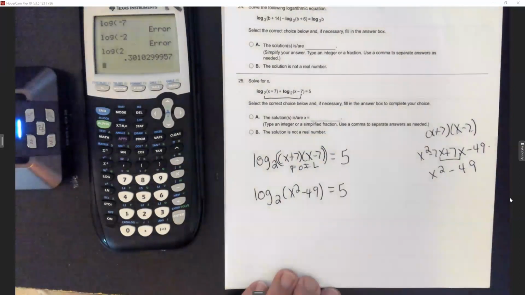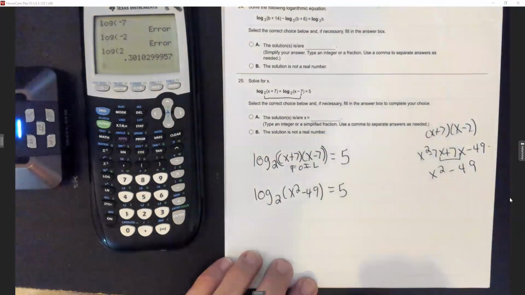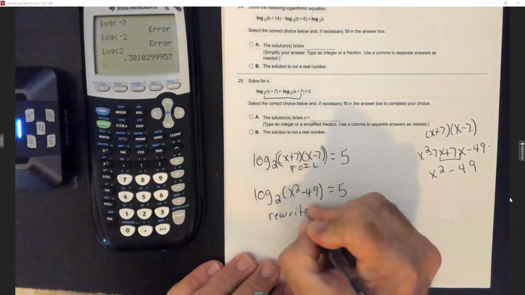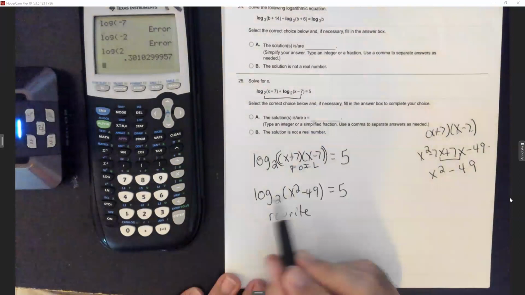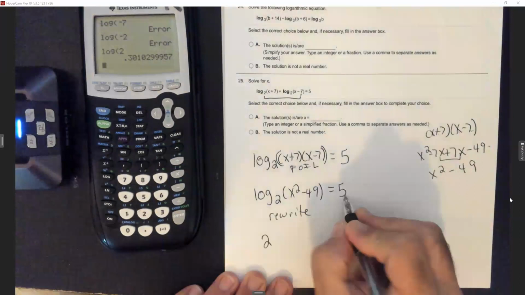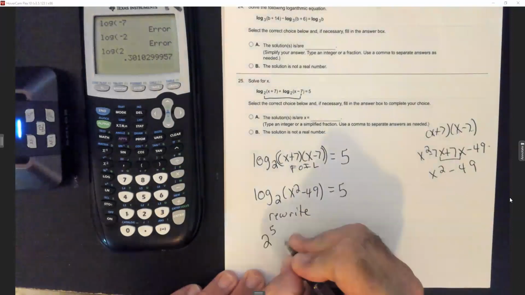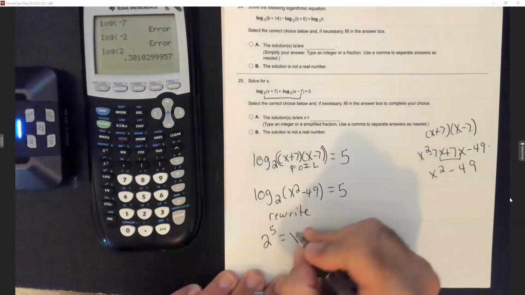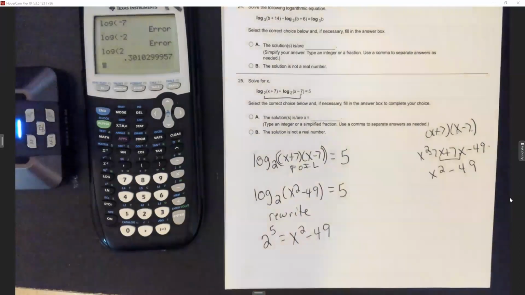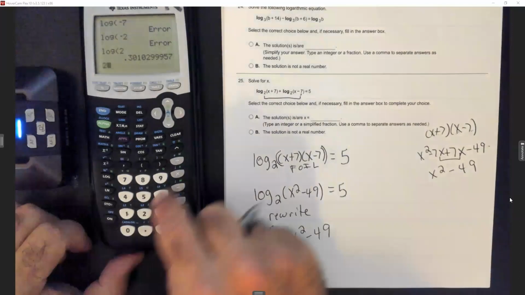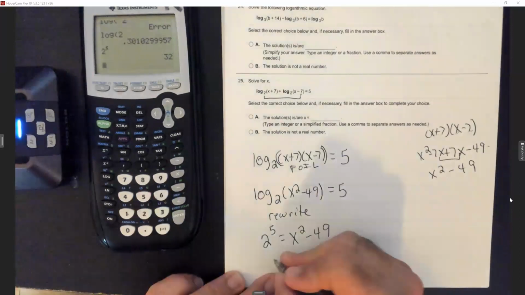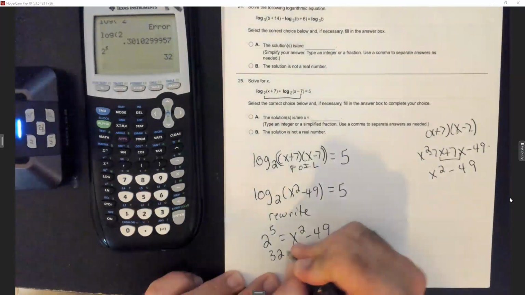So y'all, tell you what I would do next: I would rewrite it now as exponential, because you can't go no further with this. So you got a base of 2, exponent is 5, and 2 to the 5th has to equal the x squared minus 49. So let's see, what is 2 exponent 5 equal? 2 times 2 times 2 times 2 times 2 is 32. That's going to equal x squared minus 49.